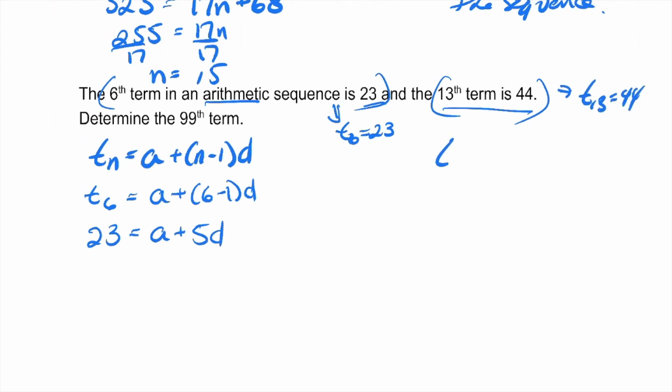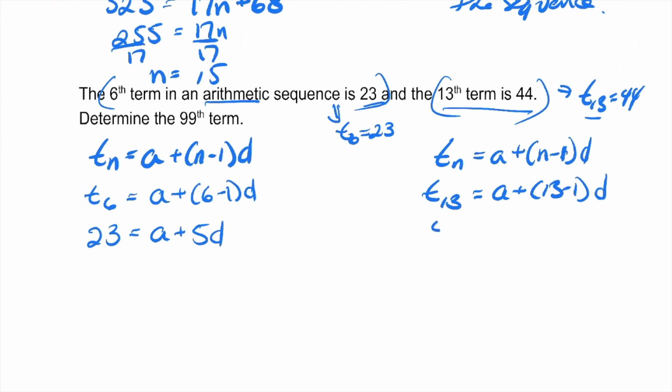Here, this is really saying that T of 13 is 44. So let's go back to the general term. T of n is A plus n minus 1 times D. Here we replace n with 13. In other words, we know what the 13th term is: A plus 13 minus 1 times D. And we know the 13th term is 44. So this is 44 equals A plus 12D. So now we have our two equations.